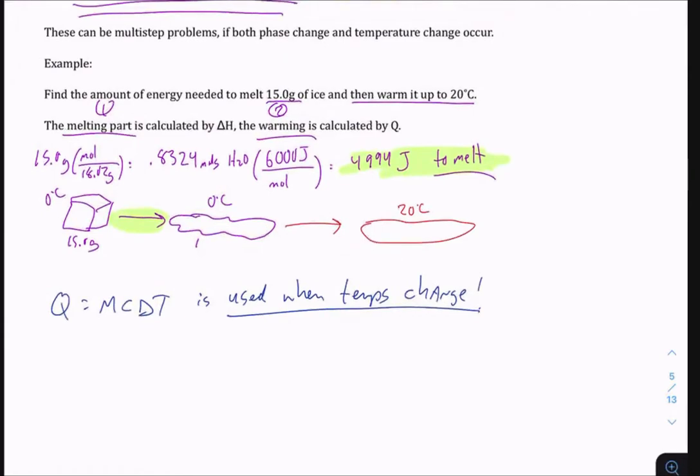So let's go ahead and see what values we have. Do we have a mass of our water sample? Of course we do, it's 15 grams. The specific heat of water is a fixed constant, 4.18 joules per gram degree Celsius. And do we know the temperature change of this water sample? T final minus T initial? Yeah, 20 minus 0, or 20 degrees. Okay, so let's run the numbers.